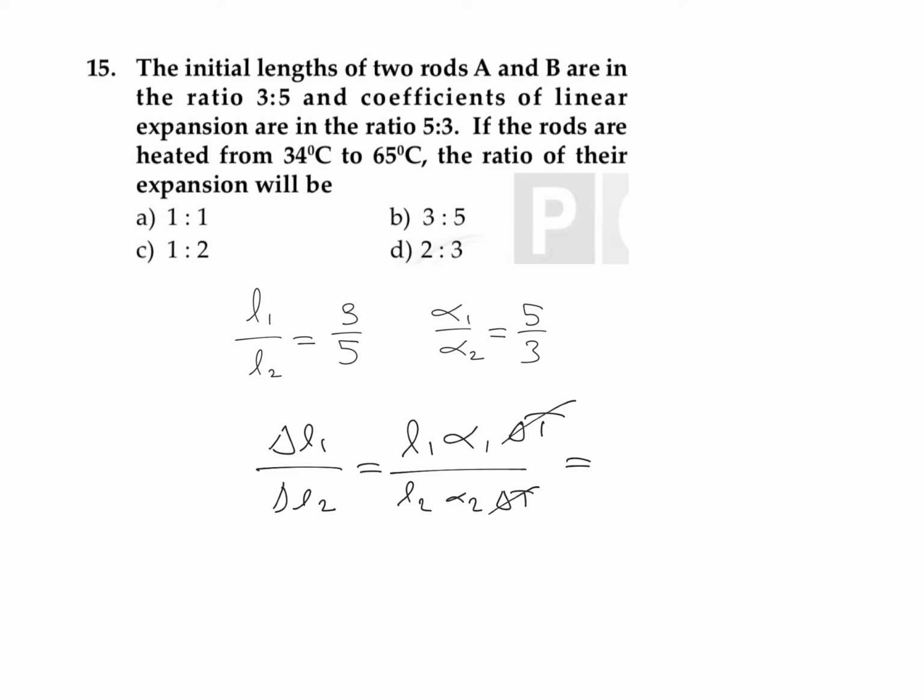So we can write delta L1 by delta L2 is equal to L1 alpha 1 divided by L2 alpha 2, or you can write this as L1 by L2 into alpha 1 divided by alpha 2. So L1 by L2 is nothing but 3 by 5, and alpha 1 by alpha 2 is nothing but 5 by 3. So they will get cancelled, so you can write they are in the ratio 1 is to 1.